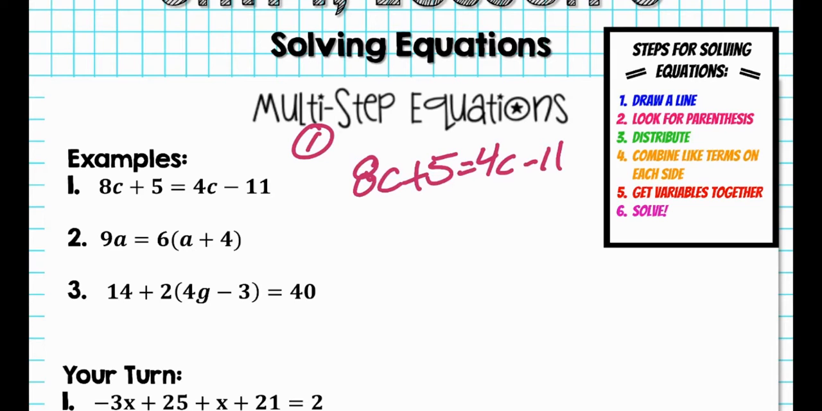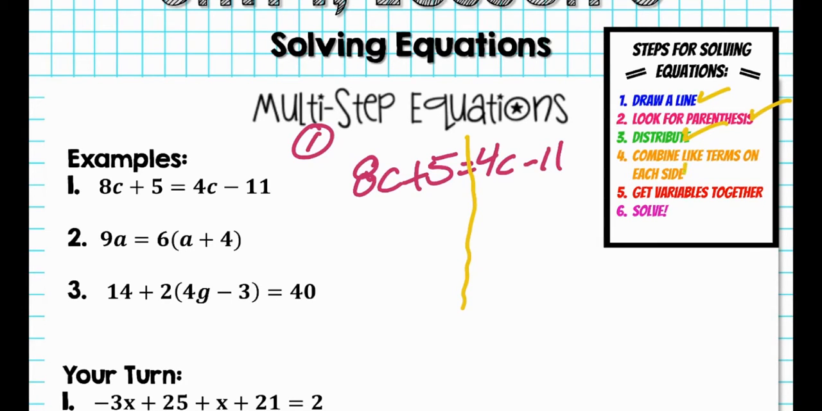Okay, so step number 1, draw your line down the middle. You do that every time. Remember, equations are balanced. Whatever we do on one side, we have to do on the other side, and that's what that line is going to help you remember. So it says look for parentheses. Do I have any here? Nope, I don't see any parentheses, so I don't need to distribute. That's what step number 3 is, distribute if you have parentheses.